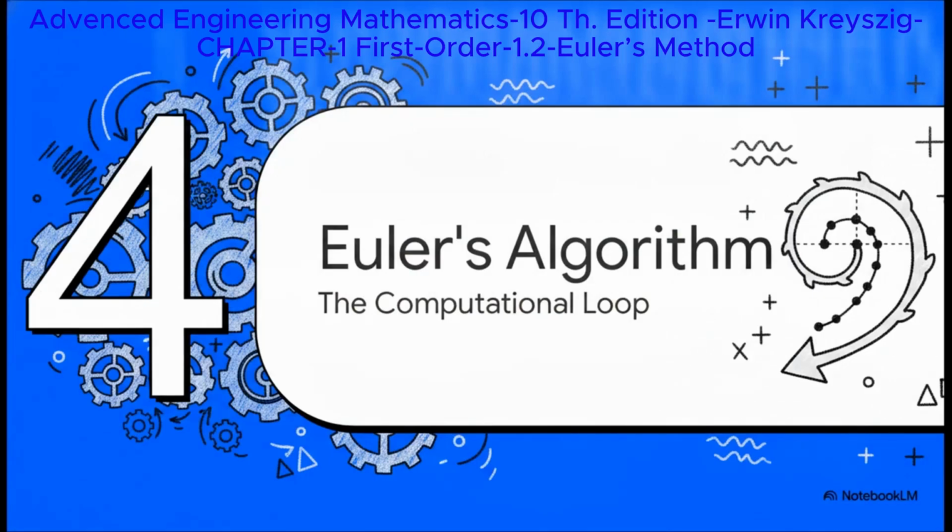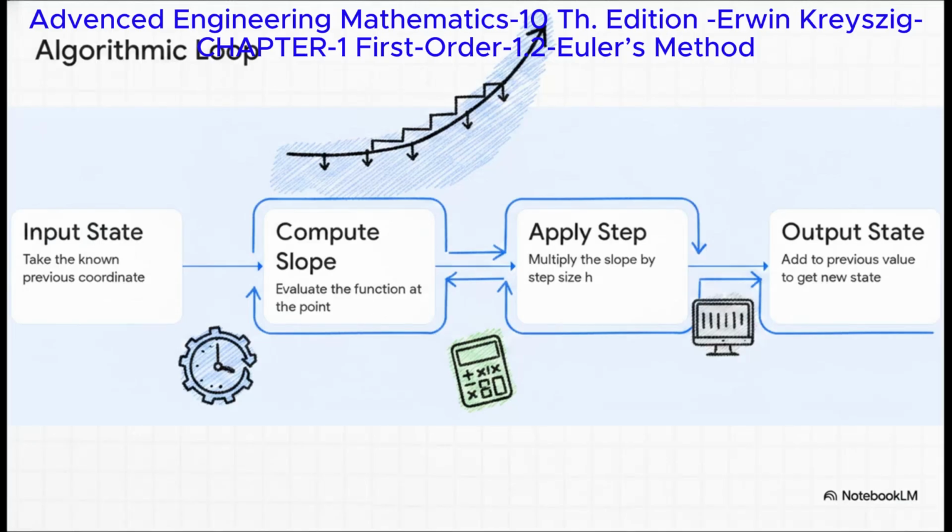Let's put this into action with Section 4, executing Euler's algorithmic loop. This right here is what I like to call the MATLAB mindset. We are entirely replacing complex, continuous calculus with a simple, four-step, repetitive arithmetic loop. Step 1, input your previous state. Step 2, compute the slope at that spot. Step 3, multiply that slope by your step size h. Step 4, output your new state. It is repetitive, it is simple, and it is absolutely perfect for programming.